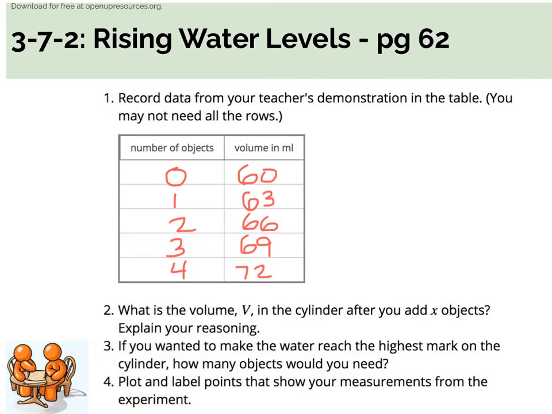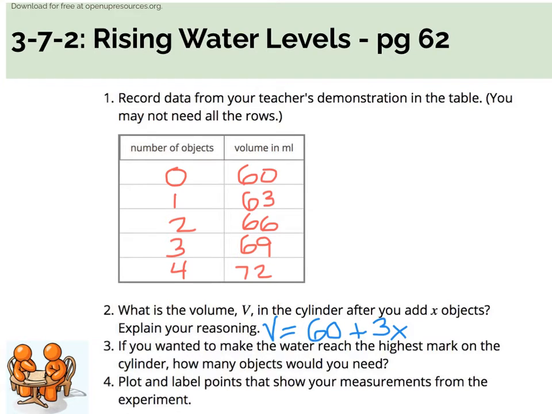What is the volume V in the cylinder after you add X objects? So where did we start? We started at 60 milliliters. And then what happened with every object that went in there? It added, if you look at it, 3 milliliters. So we're going to do 3 milliliters for every X object. And this is our volume that's in the cylinder overall.